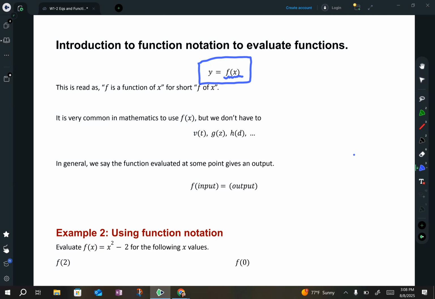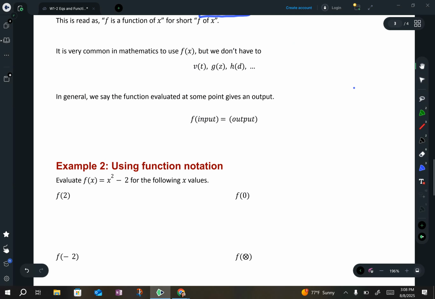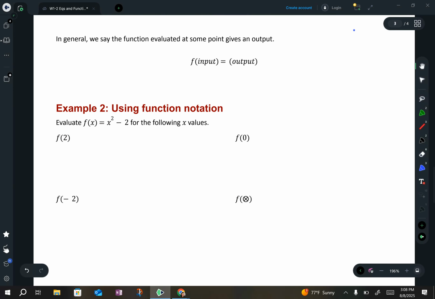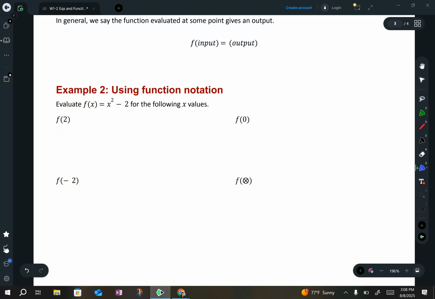So let's practice using function notation with an actual function. So here's our example using function notation. We're going to do it for four different values. So up here is where we define our function: f of x is x squared minus 2. So this tells us what to compute. It says take your input x, this is my input, and then what you're going to do to it is you're going to square it and subtract 2. That's the rule that this function is telling us.